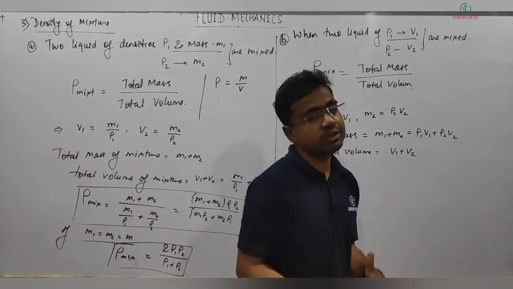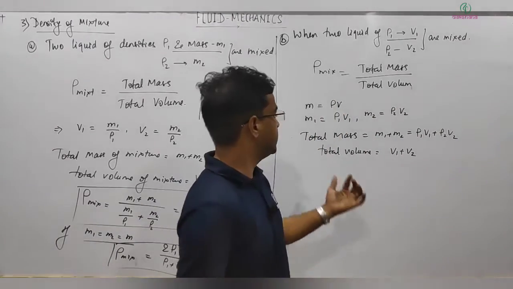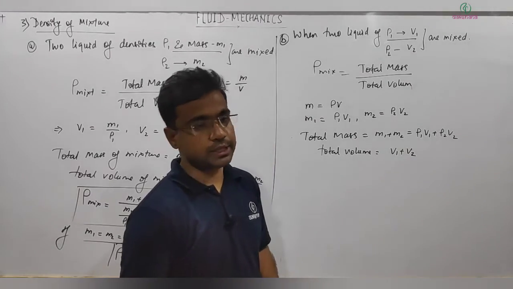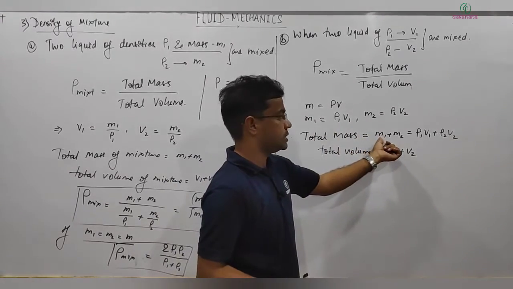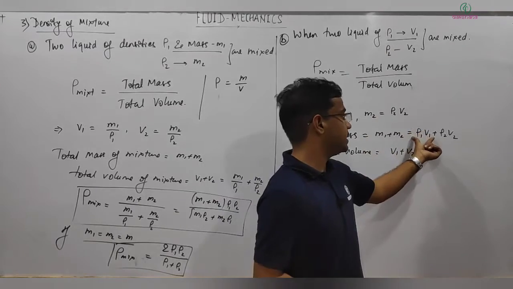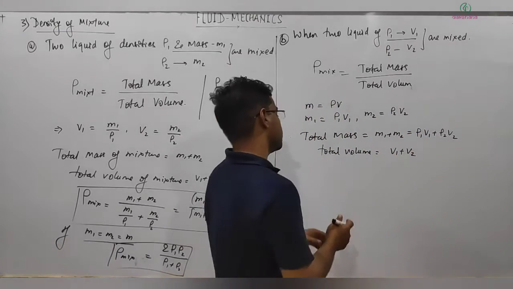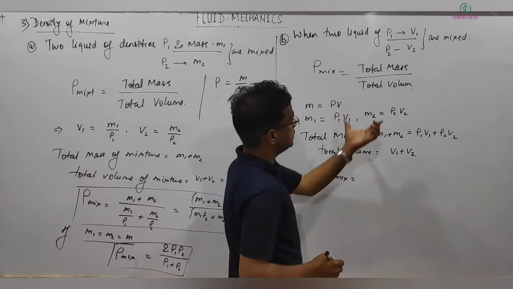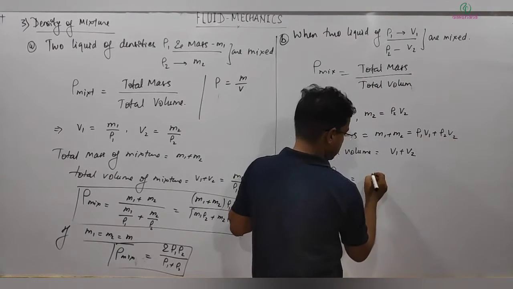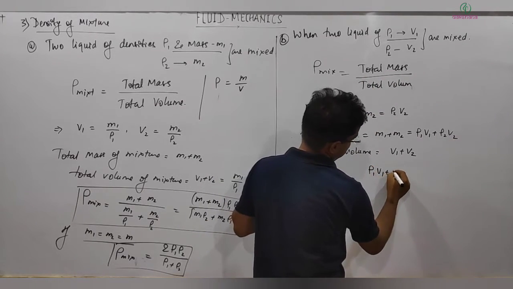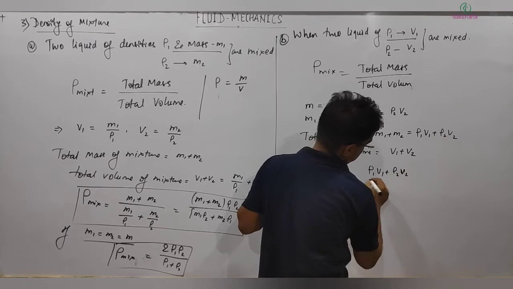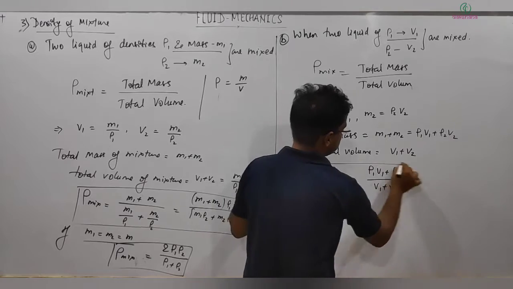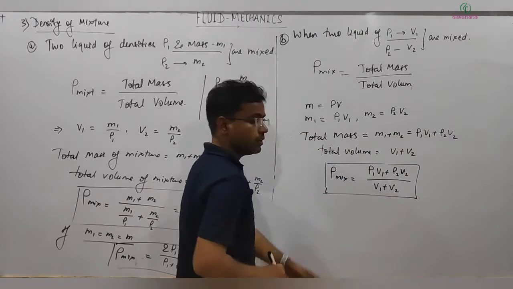So here rho 1, v1, rho 2, v2 are provided, then we need to calculate the final mixture density in terms of only these quantities. So mass I can't use, m1 I will be using only in terms of density and volume. So by just again substituting things, rho mixture, total mass is rho 1 v1 plus rho 2 v2, divided by total volume v1 plus v2. This is the formula for density of mixture.